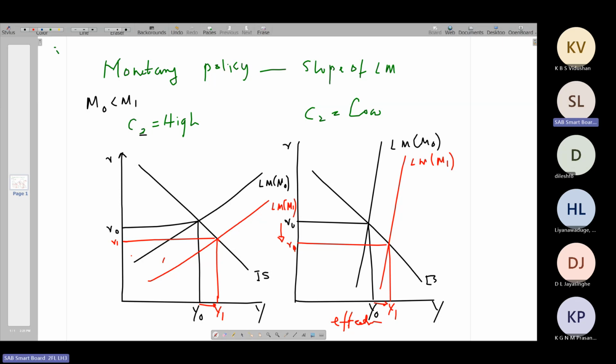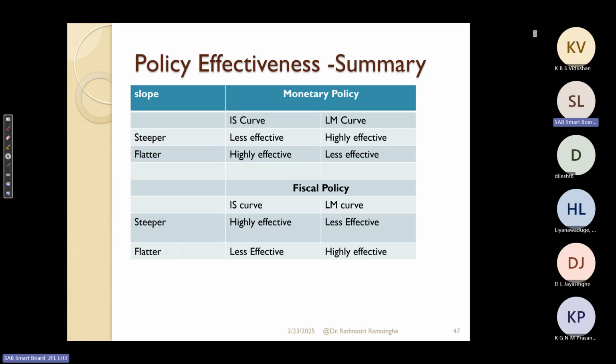If you get it, you can draw it clearly and you can see. So those are the effectiveness of monetary policy, which we can see by looking at the slope of the curve. The slope depends on different factors: the interest elasticity of money demand and the interest elasticity of investment. So that is the summary. Remember, it depends on the slope of the IS and the LM.